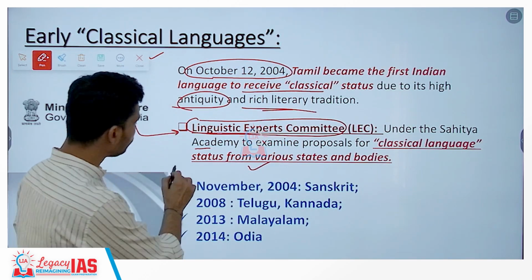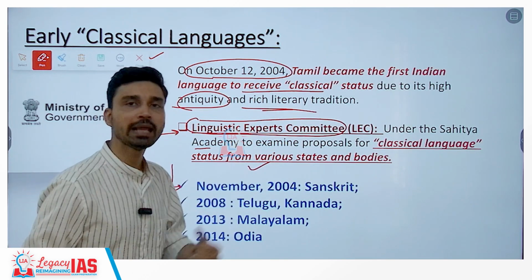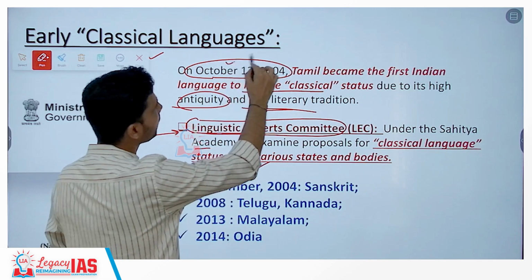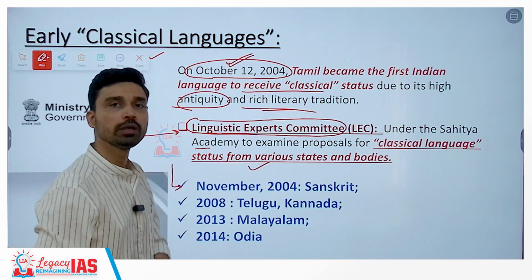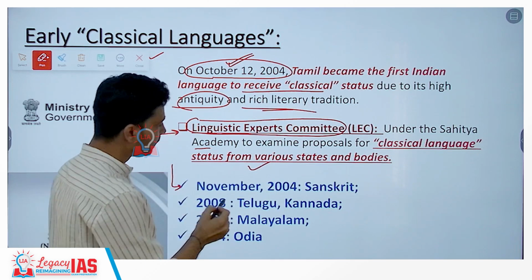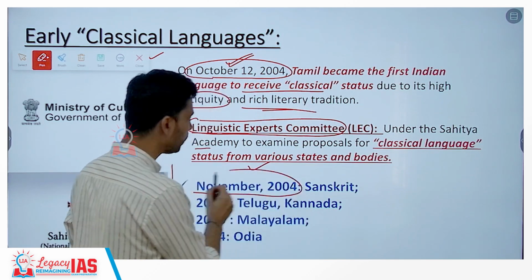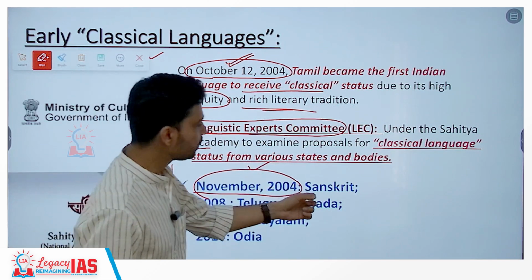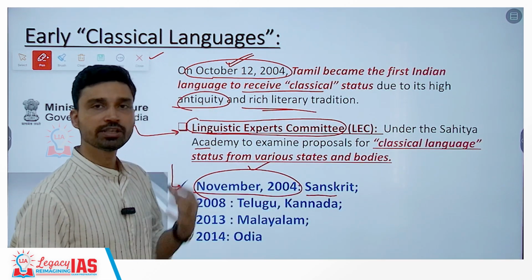Now, if you look at the time frame in which the languages were included as classical languages, as we discussed, Tamil became the first language on October 12, 2004. Then in the same year, in the following month of November, after the setting up of the linguistic expert committee, Sanskrit was granted the classical language status as well.